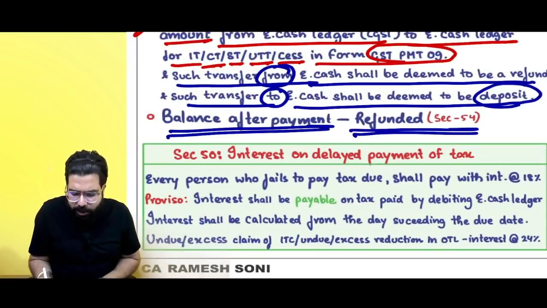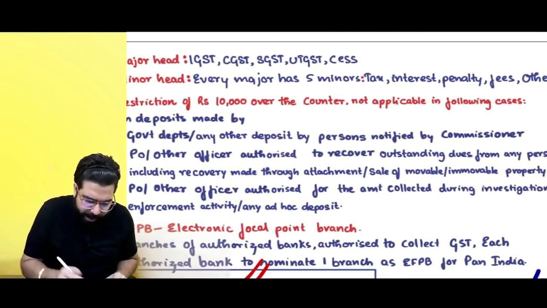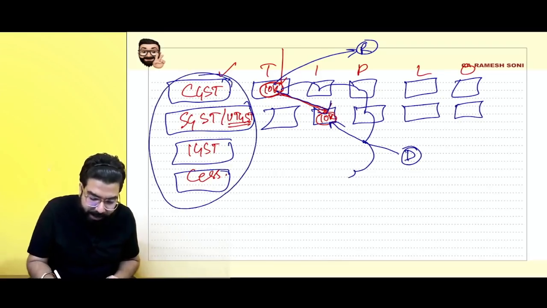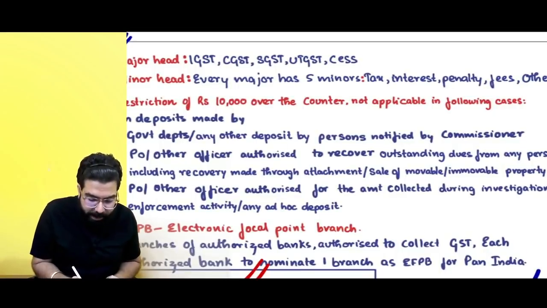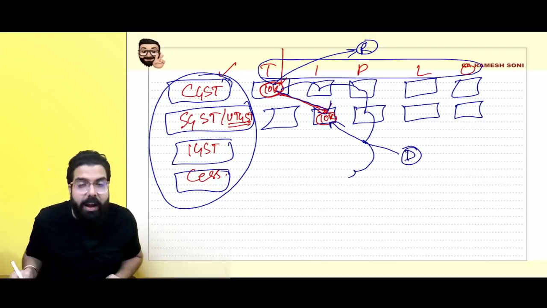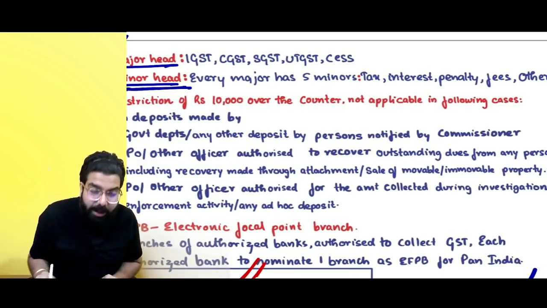Any amount balance in your e-cash ledger, you can go ahead and ask for a refund. Now, if you come to the right hand side, major head, I have gone ahead and told you, these are known as the major head of tax. Sir, what do you mean by minor head of tax? Minor head: all this tax, interest, penalty, late fee are known as minor head. It is told over here, major head and minor head.